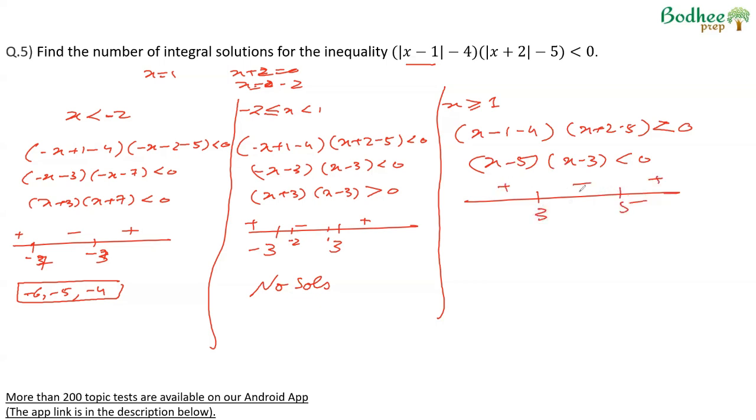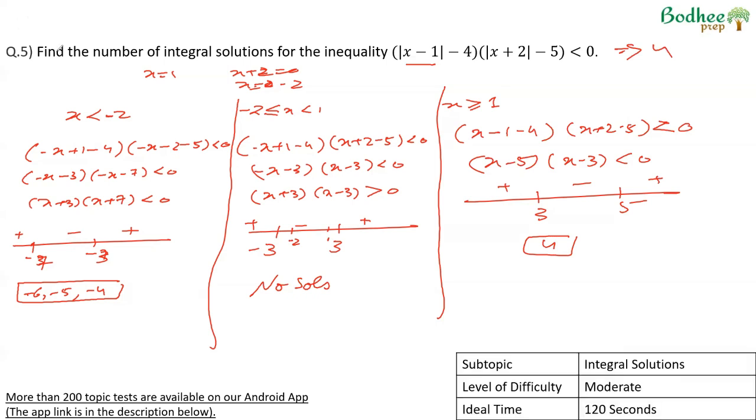Positive, negative, positive. Between 3 and 5, the solution is 4. Hence, 4 values of this inequality are possible. Again, cases are to be made and solved, therefore moderate level of difficulty because the process is known. The attempt time might go up to 2 to 2.5 minutes.